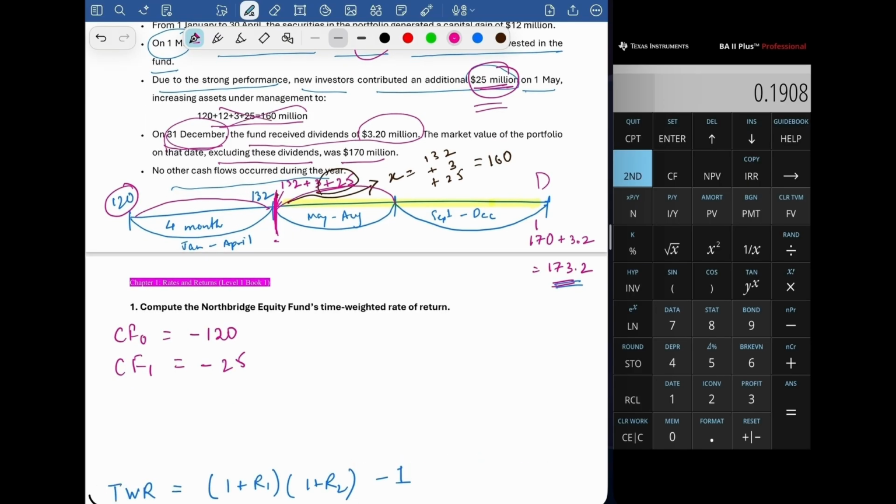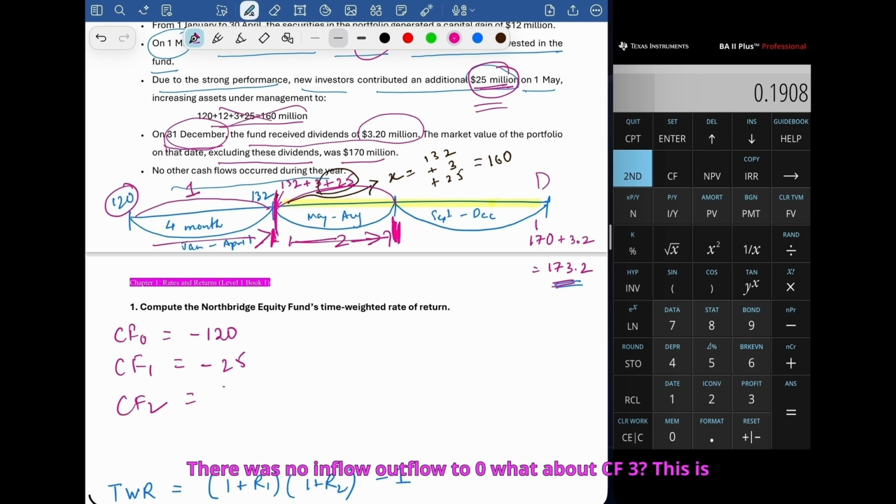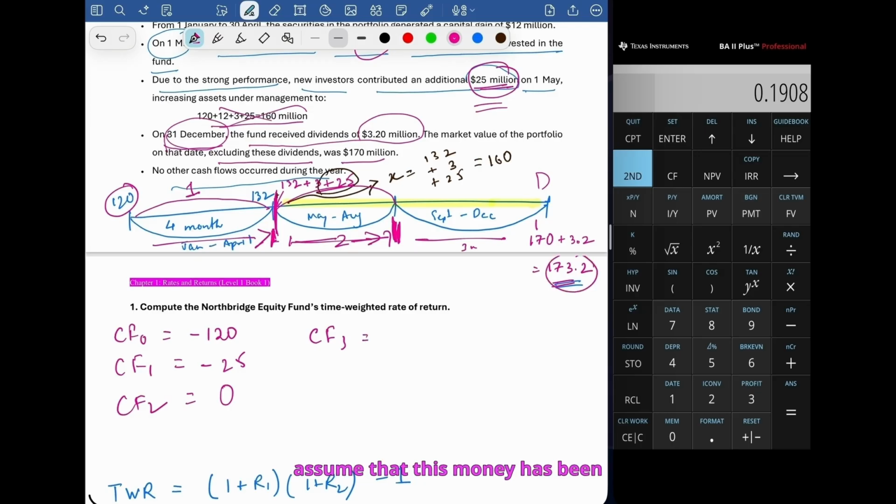What about CF2? This is distance 1, this is distance 2. So at distance 2, there was no inflow or outflow, so 0. But what's CF3? This is the third unit, and the amount became this. We'll assume that this money is being taken by the investors, so it will be an inflow for them. So these are the cash flows.